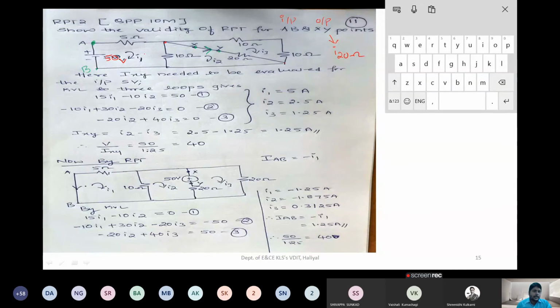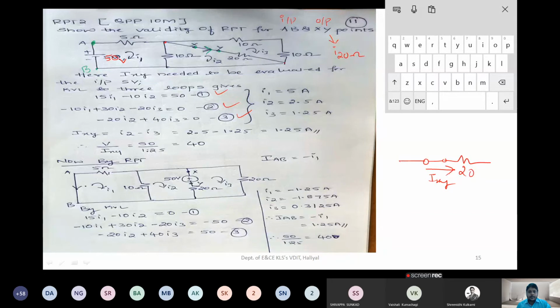Okay. So how to do that? Again, we have 3 loops. Apply KVL to the 3 loops. You will get 3 equations, right? And 3 corresponding results also. But what we want is IXY here. They are just points anyway. It is nothing but the current through the 20 ohm only. So the direction is already mentioned like this.